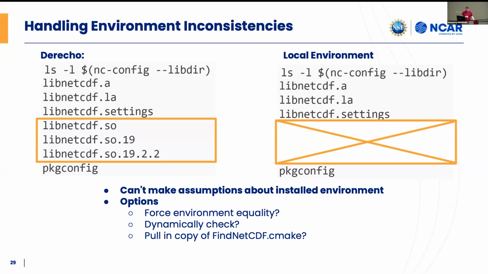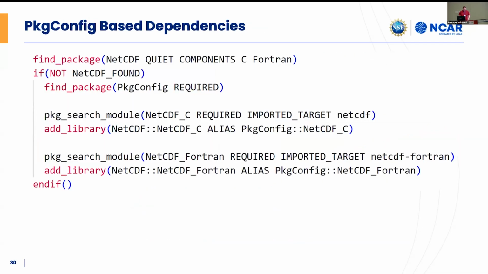I'm going to cheat a little bit here. At the bottom of these lists, there's a package config directory. It doesn't look like a directory, but they are directories. I wonder if there's a way that we can leverage that. And the answer is yes.